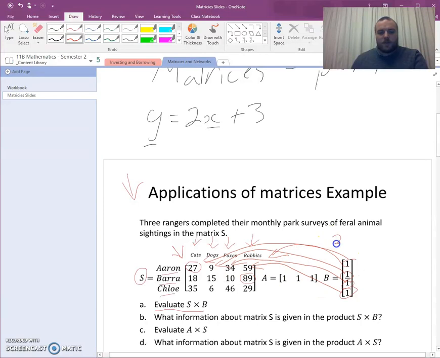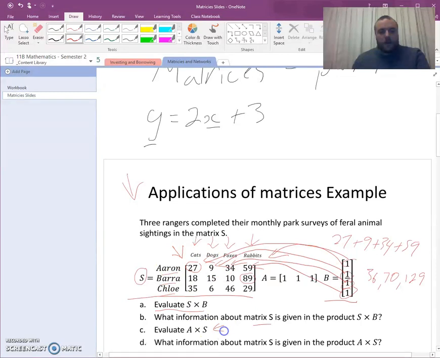So 1 times 27 is 27, 1 times 9 is 9, 1 times 34 is 34, and then add on 59. So we have this database of information, and then we've got this second matrix, which is just a column of ones. So evaluating S times B, you would add those numbers together. So 27 plus 9 gets us to 36, plus 34 gets us to 70, plus 59 gets us to 129. What information does that give us? It gives us the total number of feral animals that Aaron has seen.